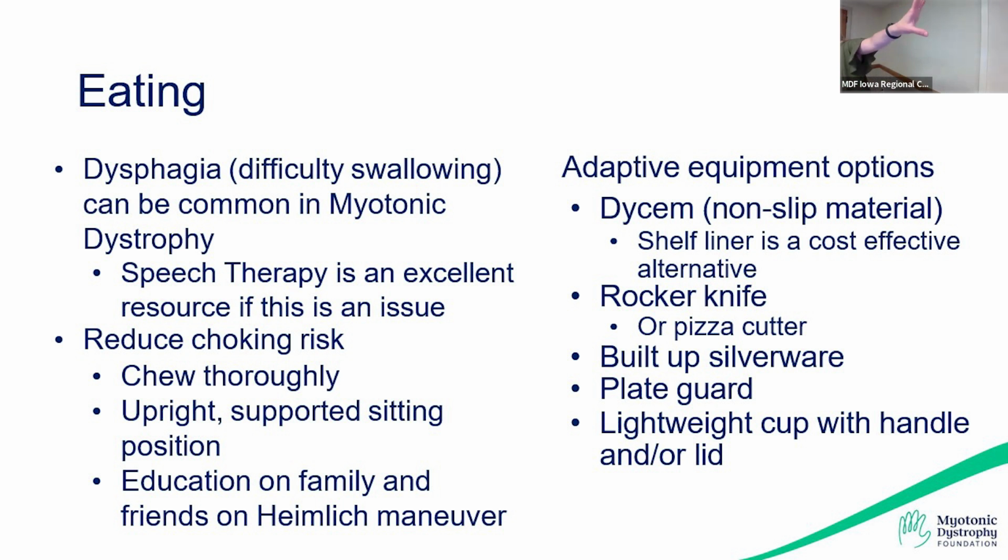I don't know what happened with my formatting, but that's supposed to say eating at the top. The first one I'll talk about is eating. In one study that I read, 42% of individuals with myotonic dystrophy type 1 reported symptoms of dysphagia. And dysphagia is just difficulty swallowing, which can be associated with an increased choking hazard.